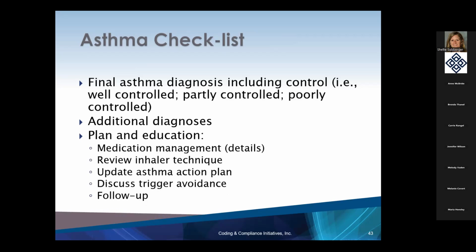And then what is the plan? Continue XYZ medication, increase XYZ, only use your rescue inhaler when this happens. Do a NEB treatment when this happens. Maybe you're updating the asthma action plan. Talk about trigger avoidance. When should they follow up and why?